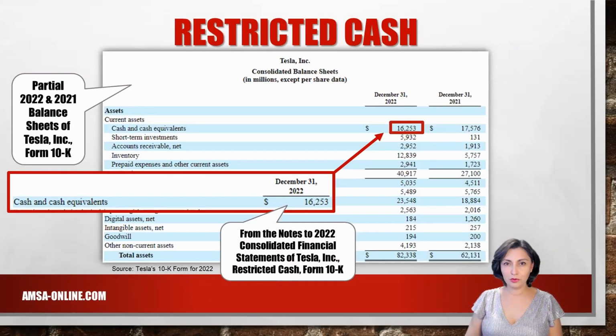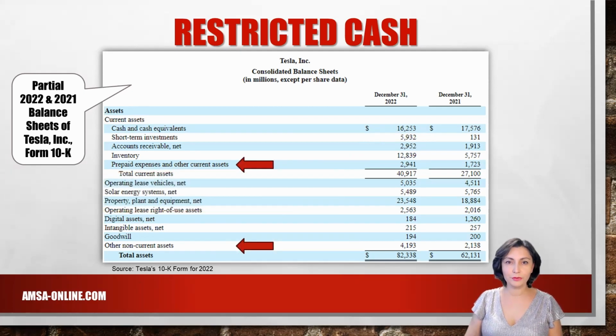Note that the amount of cash and cash equivalents on the balance sheet is the same as in the restricted cash disclosure. None of the restricted cash is reported with cash and cash equivalents. Tesla records restricted cash as part of prepaid expenses and other current assets, as well as other non-current assets in the consolidated balance sheets.